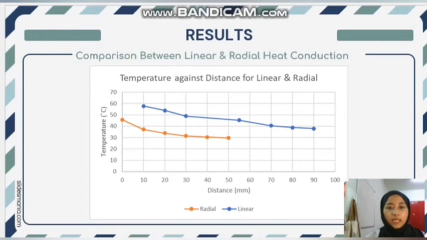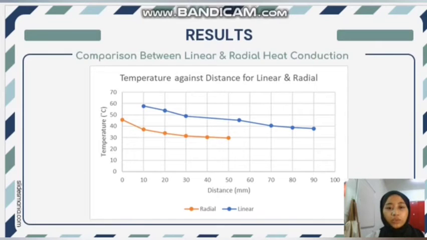Last but not least, this slide shows the comparison data between linear and radial heat conduction at the same material of brass and the same power of 20 watt. For linear heat conduction, the mass of metal being heated increases linearly with distance, while for radial, it increases in proportion to the distance traveled.